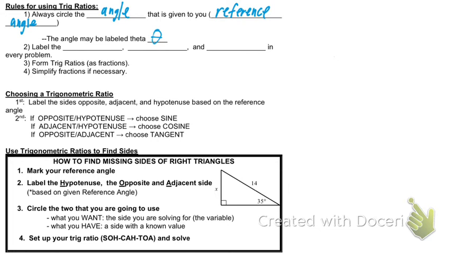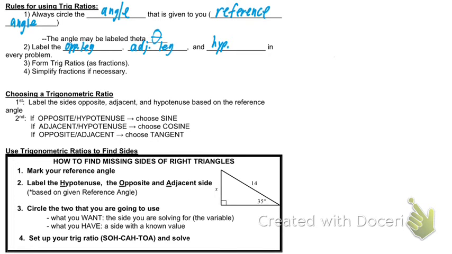So we're going to label the opposite leg, the adjacent leg, and the hypotenuse in every problem. Did we just do that on the last problem that we did together? Yeah, we did label all those.